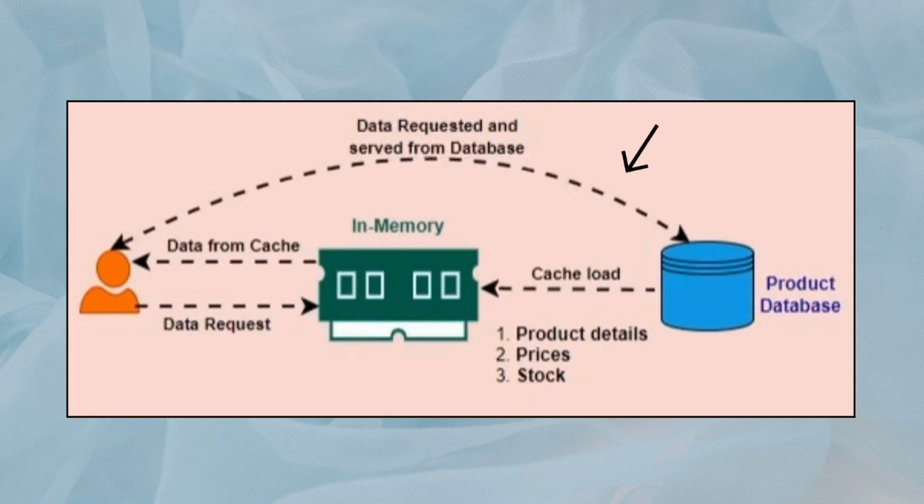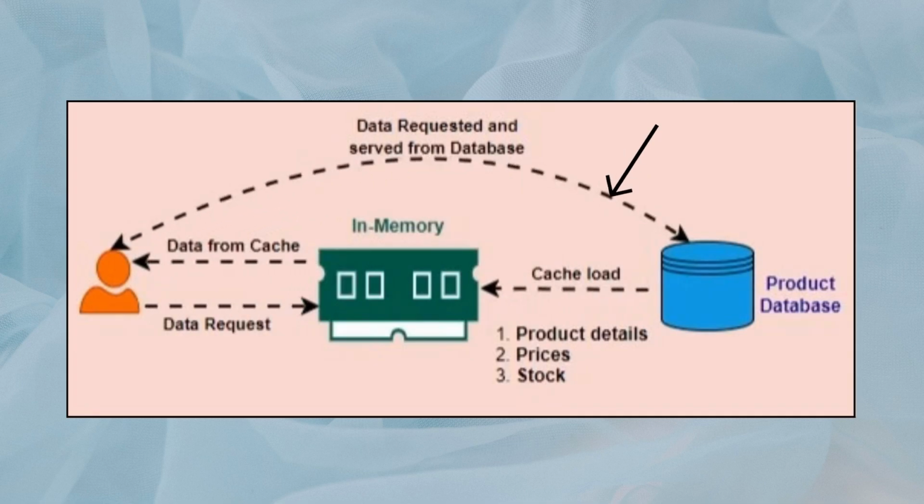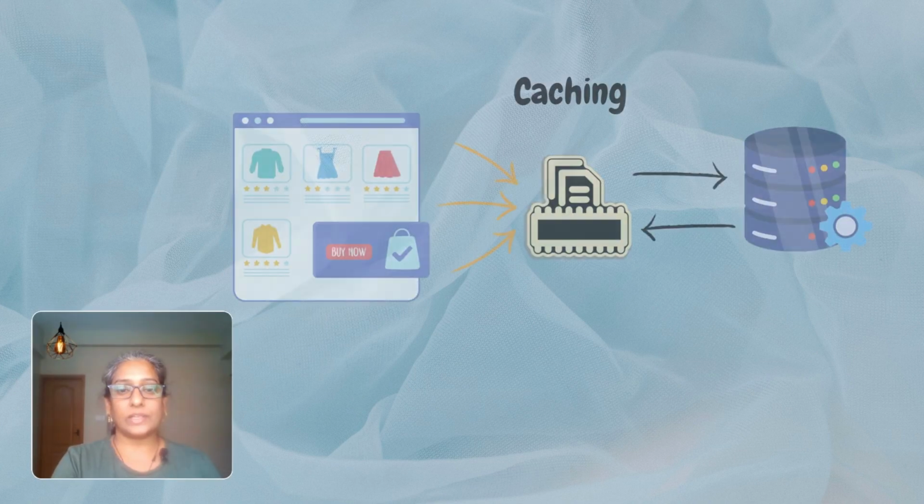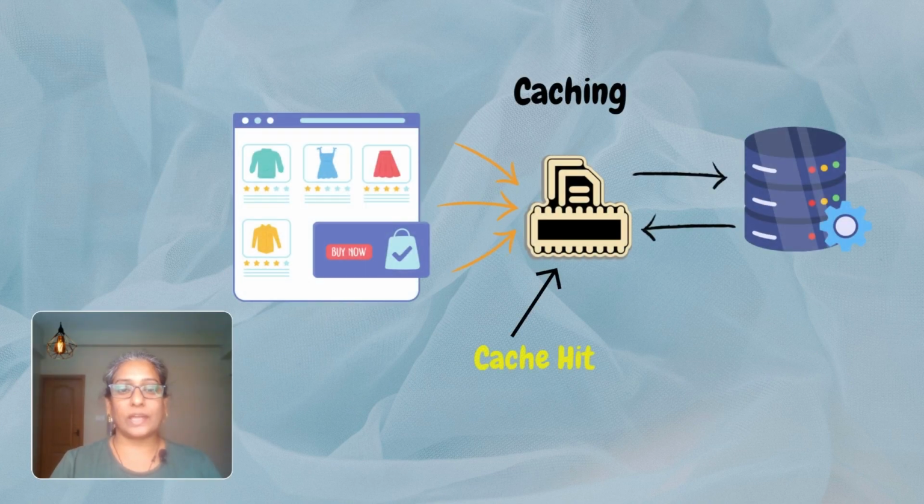However, if the data is not present in the cache, the system retrieves the information from the database, serves it to the user, and updates the cache to prevent future incidents of not finding the data in the cache. If the data is found in the cache, it is called cache hit, and if not, it is called cache miss.